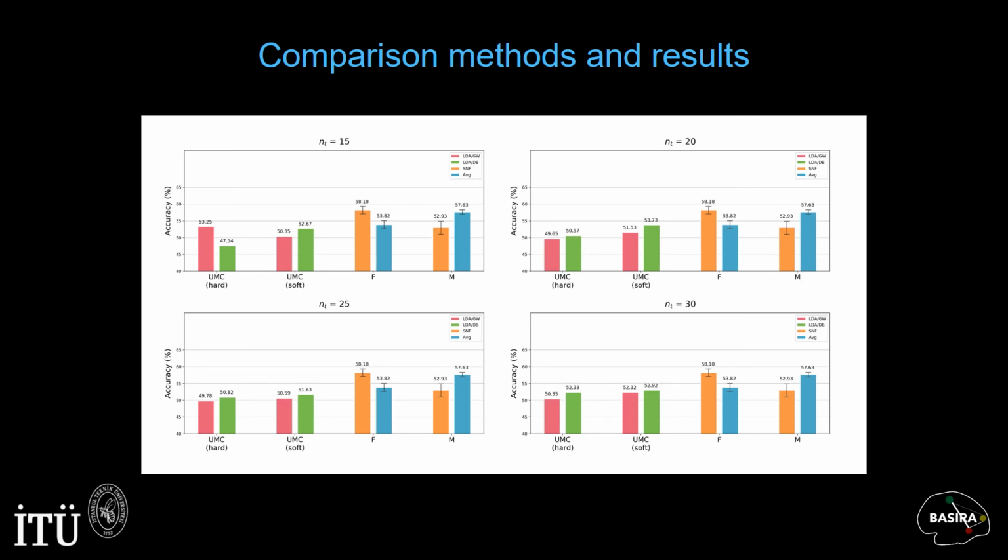These are the accuracy scores. As you can see, our joint UMC method achieved comparable performances to the independent models F and M. Moreover, no significant difference could be observed across UMC runs with different parameter settings.